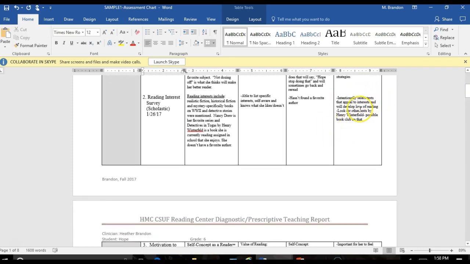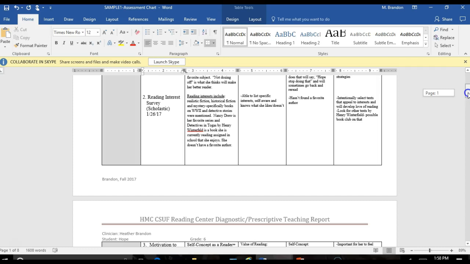Also being really intentional about the texts I select for her so that they are interesting and she does have some motivation to read. She's really into World War II, mystery, detective stories, also looking for other texts by this author. She's been assigned the book Detectives in Togas for her English class. She's like that. I know this author does have other publications as well.